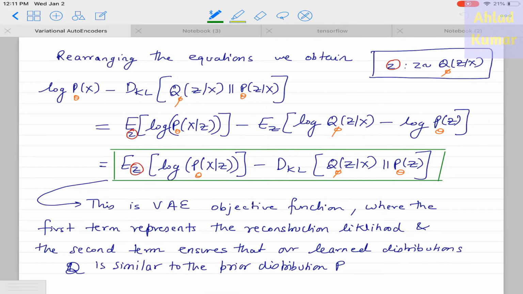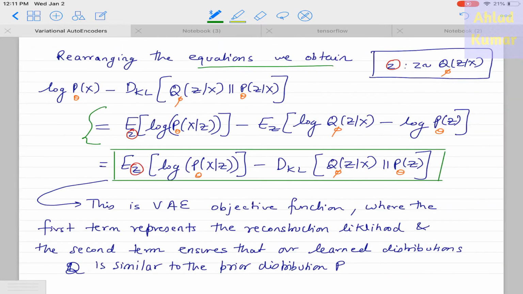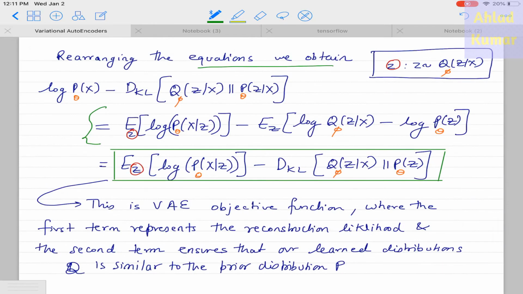So we will rearrange the equations and we will obtain this. This is obtained by just rearranging the terms over here, and that is done by taking a minus sign on the left hand side and the minus sign over the right hand side. So once you take the minus sign on both the sides, you will obtain this. And here you will observe that this expression is basically a KL divergence between the q phi of z given x and p of theta z. So once you obtain that, this is the final expression you will obtain.